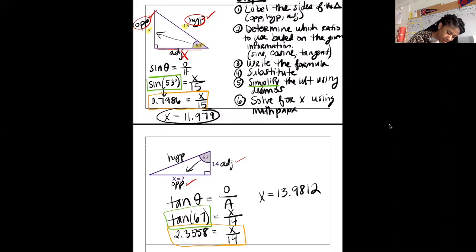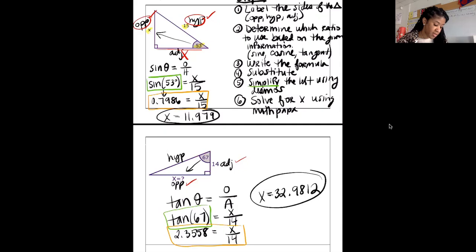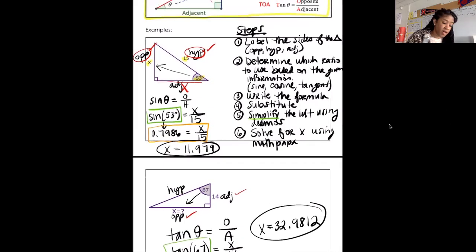Why did I put 13? 32. My bad, y'all. 32.9812. Is that reasonable? This one's 14, and this one's much bigger, it's 32. But again, these things are never drawn to scale, so we just don't know. We don't have the hypotenuse here to gauge, so we really can't tell, but that's the answer, 32.9812.